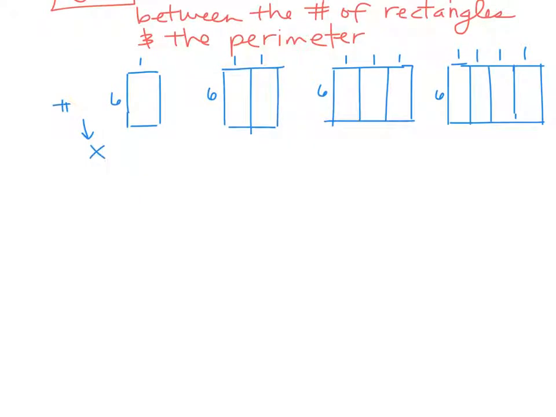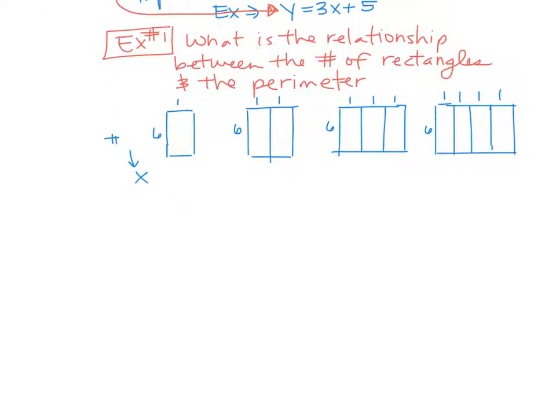Actually, let's do it this way. I'm just going to make a T-chart here. So the number of rectangles is my x. Why aren't we erasing? There we go. Okay, x is the number of rectangles.